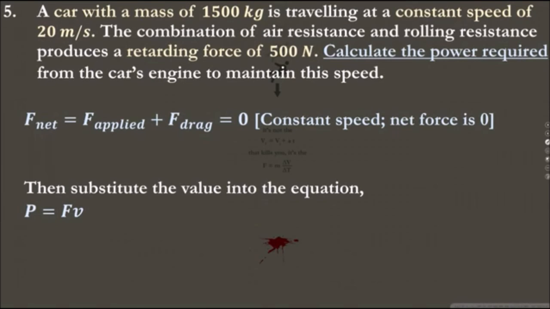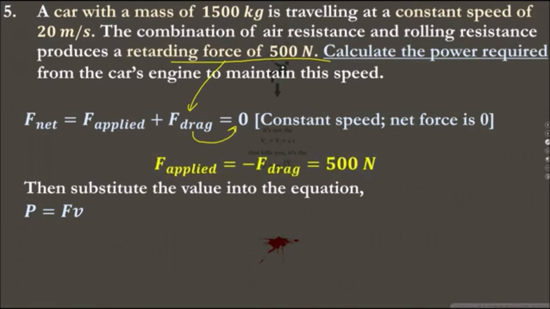So if the drag force or the retarding force in total is 500 newtons, that's the friction or drag we're experiencing here. If I move the drag over to this side, the applied force is essentially my negative drag force. If I call my drag force minus 500, since that's the negative direction, then the applied force is 500 newtons.